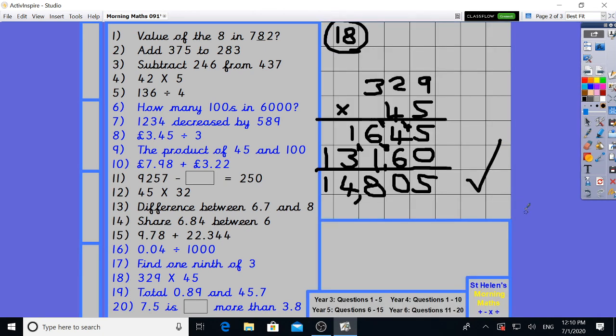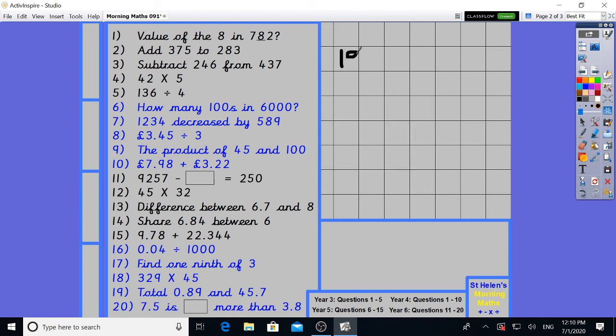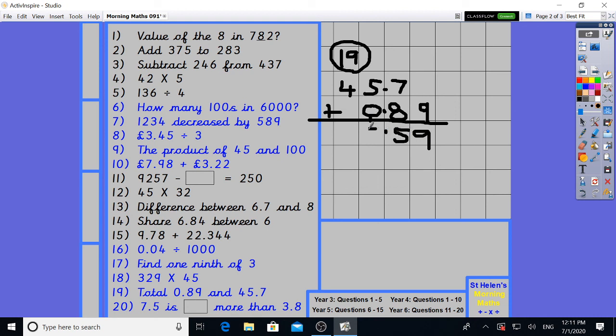I was rushing, so I'm not so confident. I'm more confident when I go a bit slower. But that's right. And we're on question 19. Pause if you need some time on that one. Question 19. Total means plus, usually in maths. 0.89 and 45.7. I'll put the biggest number on the top, but it doesn't matter in plus. Let's add those. 9, 15, decimal point. 46.59. 45 and a bit plus a bit, 46.59.